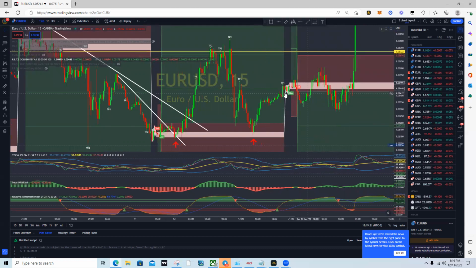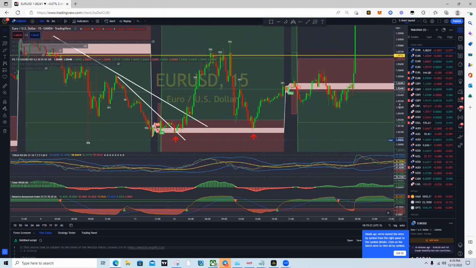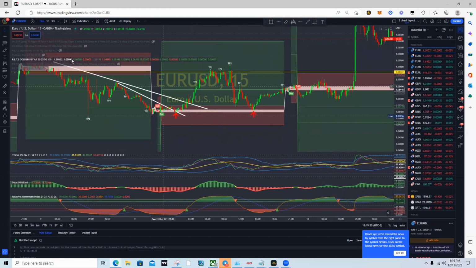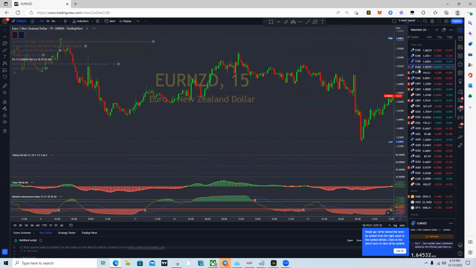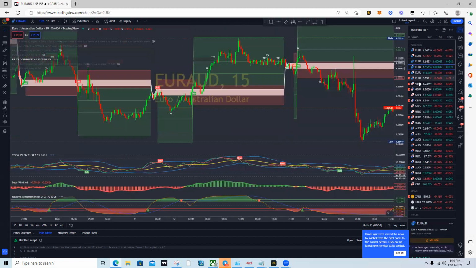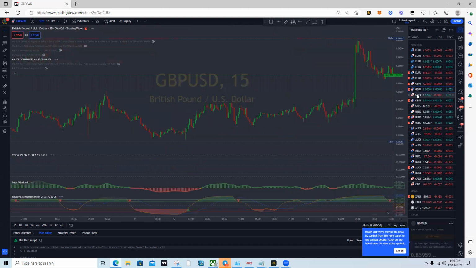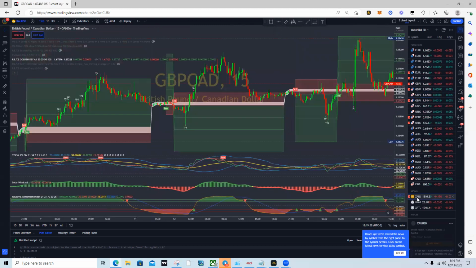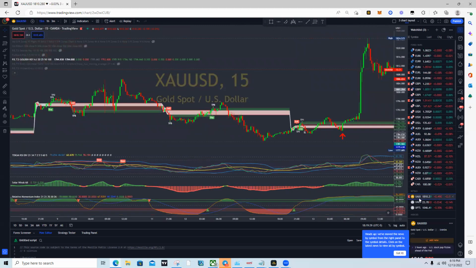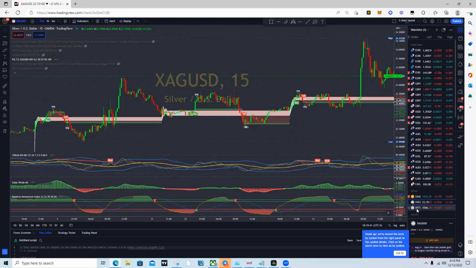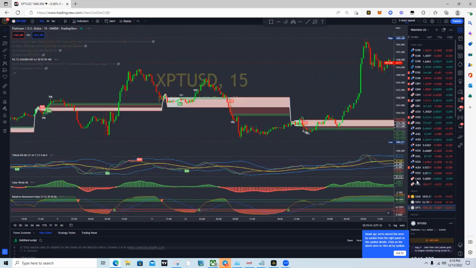Notice this is Euro USD, like I said. You want to make sure your settings are right. You can utilize the golden key on any pair. I don't care if it's Forex, I don't care if it's gold, I don't care if it's platinum, I don't care if it's silver.